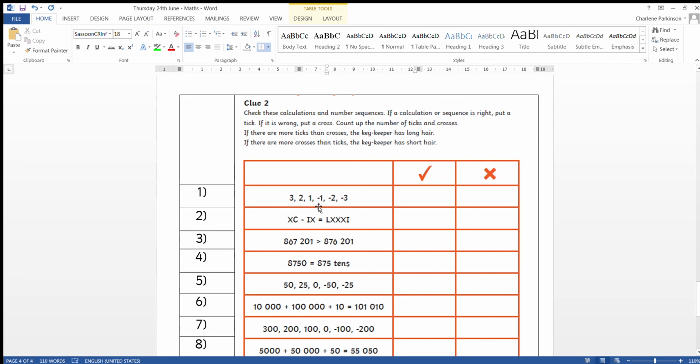So look, is it going in a logical step? It doesn't have to go up in steps of one. It could go up in steps of five. Okay, but have a look at it. Is the sequence correct or do they balance out? Okay, so for example, is this statement correct? Is 867,201 greater than 876,201? Yes or no? Okay.